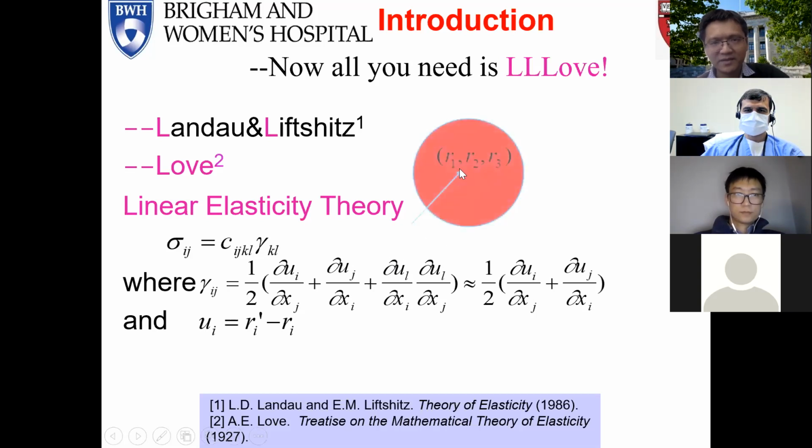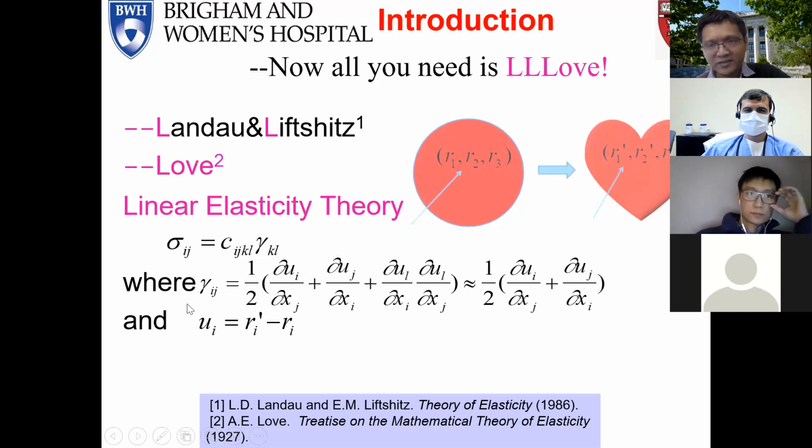a round shape, right? So a position here, a point here, under deformation, under mechanical stress, deforms into the shape of a heart and it moves to another point. So by subtracting these two vectors, you get the displacement vector. And then by taking partial derivatives, you can arrive at the strain tensor that quantifies how much this body is deformed in 3D. And then the constitutive relationship simply states that stresses are linearly proportional to strains. They're related by this elasticity tensor.